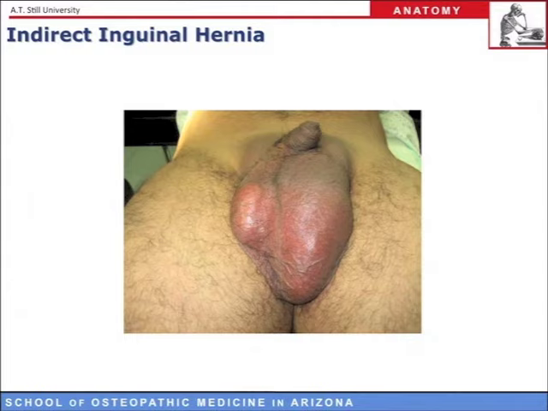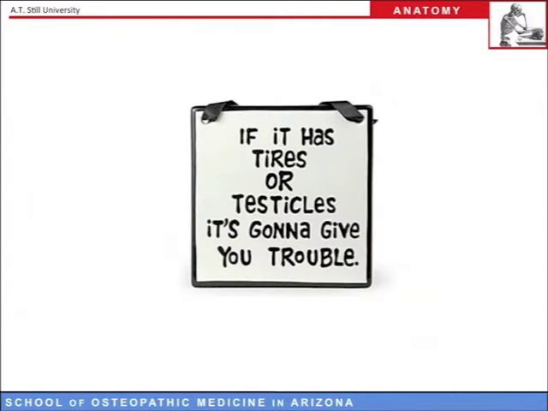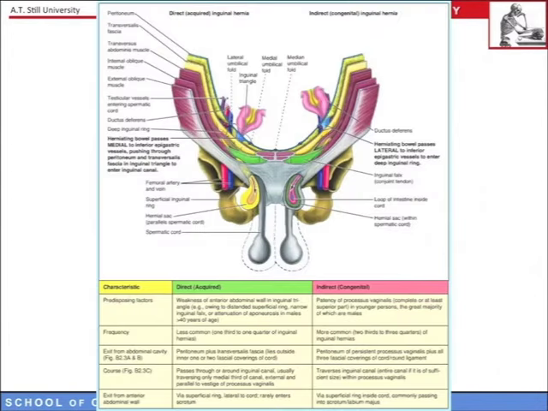Alright, so this brings me to the aphorism of, if it has tires or testicles, it's gonna give you trouble. Alright, I'm going to leave you with this image here, taken from Clinically Oriented Anatomy. It's a nice image of the difference between direct inguinal hernia on the left and an indirect inguinal hernia on the right, and the chart below sort of compares and contrasts the two.